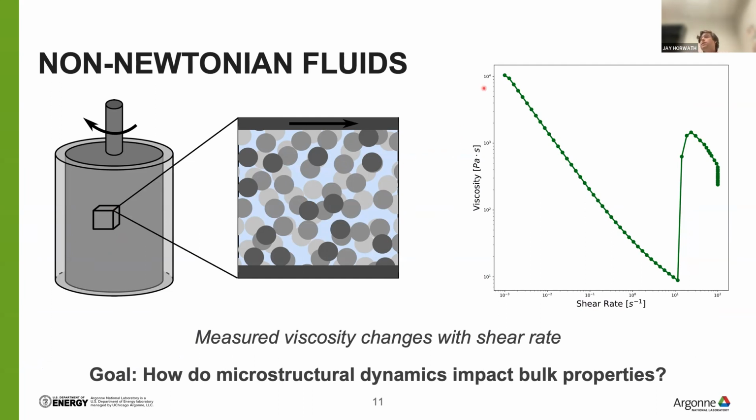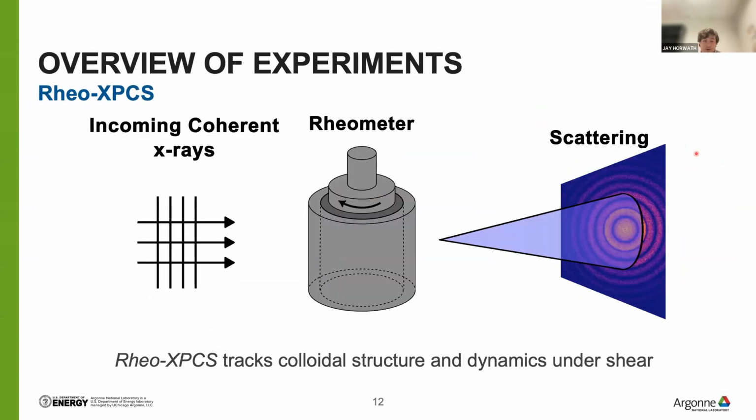And what makes it non-Newtonian is that the viscosity changes depending on the rate at which you apply the shear. So for example, at low shear rates, we actually see decreasing viscosity. And then all of a sudden there's a critical stage at which we see a discontinuous shear thickening. And so these behaviors are poorly understood. We have some phenomenological models that describe it, but we want to look more from a microstructural perspective, with the goal of understanding how microscopic dynamics impact the bulk measurable properties. And so we do this with XPCS.